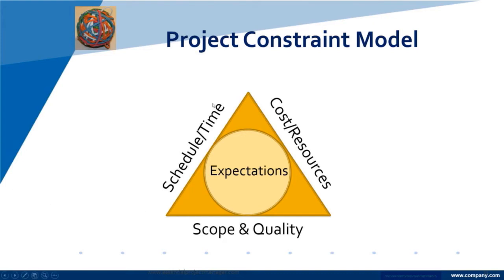So when we look at this constraint and we see scope, quality, schedule, time, cost, resources surrounding this expectation, what are we trying to accomplish? So it's, what do I want to accomplish? When do I want to accomplish it? And how much is it going to cost? What's the resource that is going to be necessary to accomplish that?